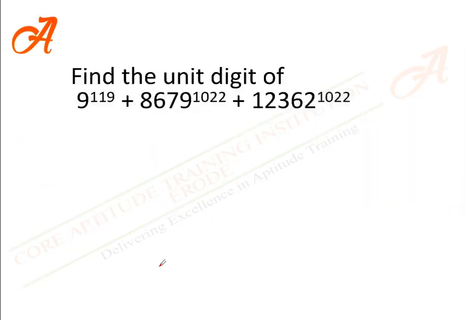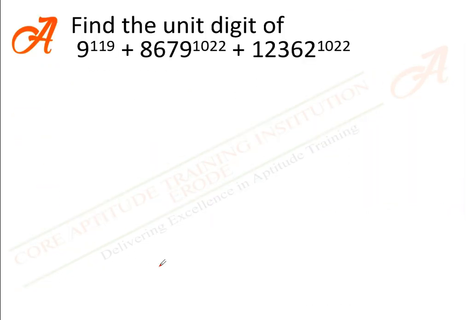So, 2 power 101 gives 2 and 2 power 1022 gives 4. Fine. Now, can you find the unit digit of this particular expression? 9 power 119 plus 8679 to the power 1022 plus 12362 to the power 1022. Now, you know that this particular digit 2 to the power 1022 is straight away 4. You know that from the previous example, right? Now, what about 9? Can you do the same thing for 9?